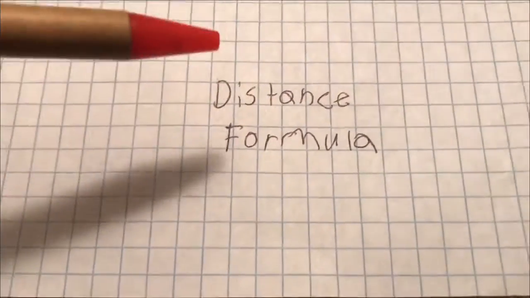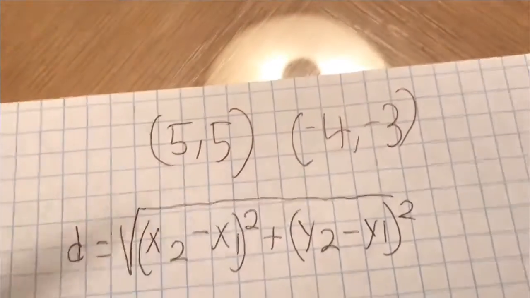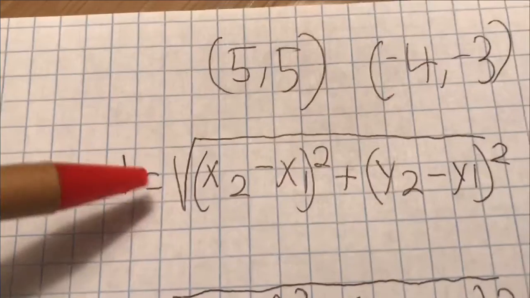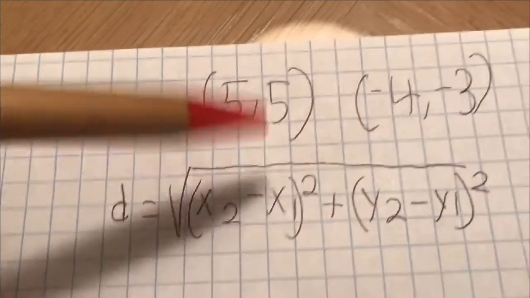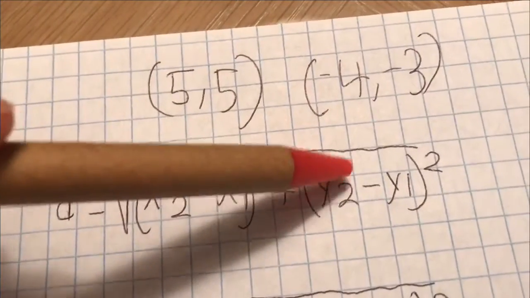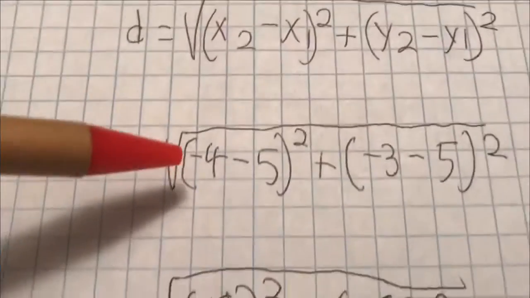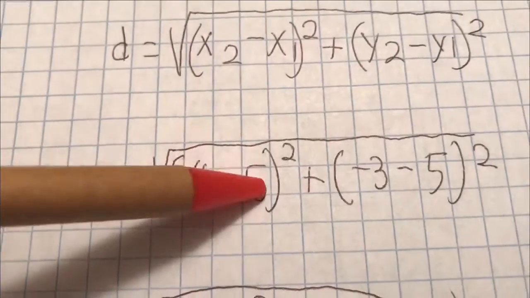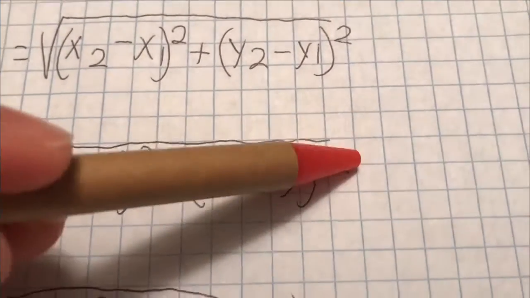Okay, so I'm going to be talking about the distance formula. For the distance formula, I'm going to be using the coordinates (5, 5) and (-4, -3). We have the equation already right here, which is d equals x2 minus x1 squared, and then you add that to y2 minus y1 squared. With the coordinates right here, I put the numbers in, so we have -4 minus 5 squared plus -3 minus 5 squared.